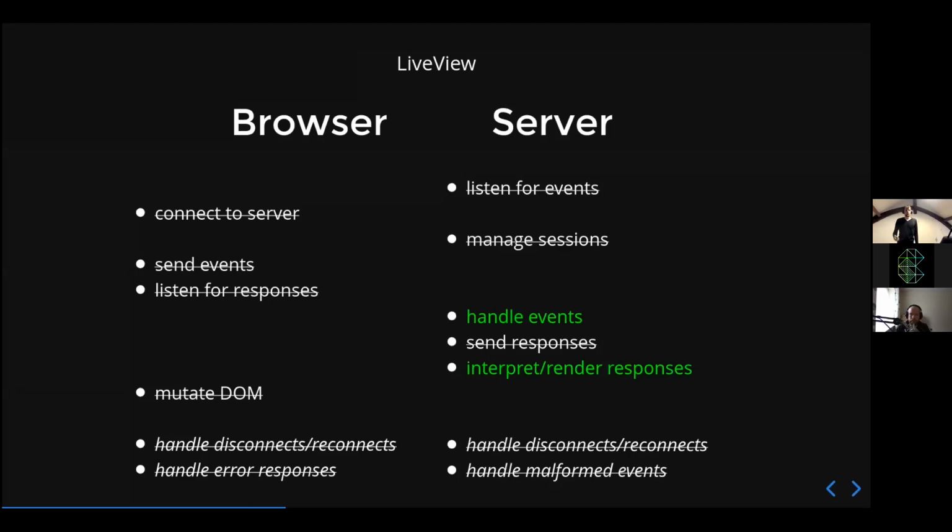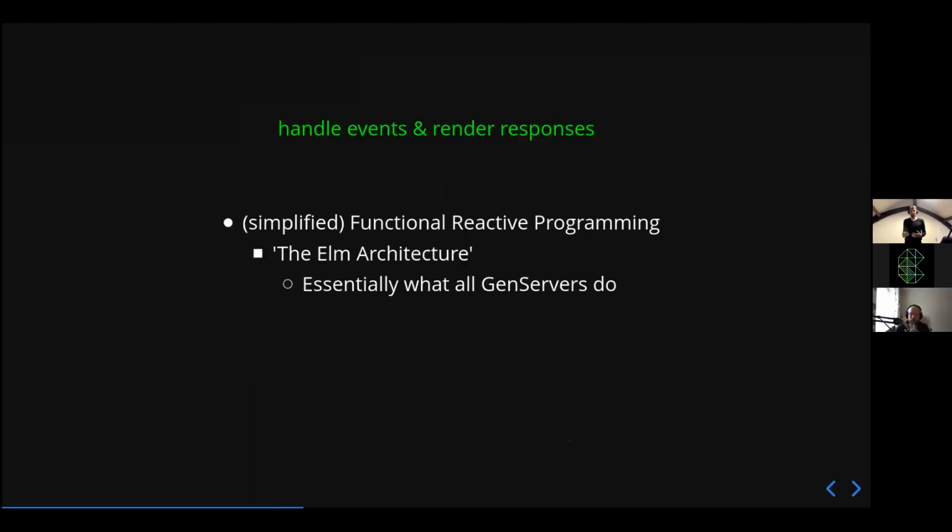Now, the other nice thing is that how these events are actually handled is structured in a very normalized, well-defined way, which is known as the simplified version of functional reactive programming, or also under the name the Elm architecture. And you might also know it as essentially what all other OTP GenServer-like processes do anyway. And the Elm architecture was also very much based on what BEAM processes do. And if you are starting out just now with Elixir, you don't yet know what it means.